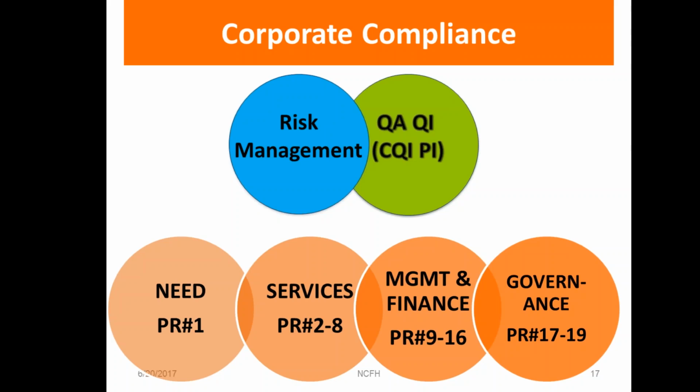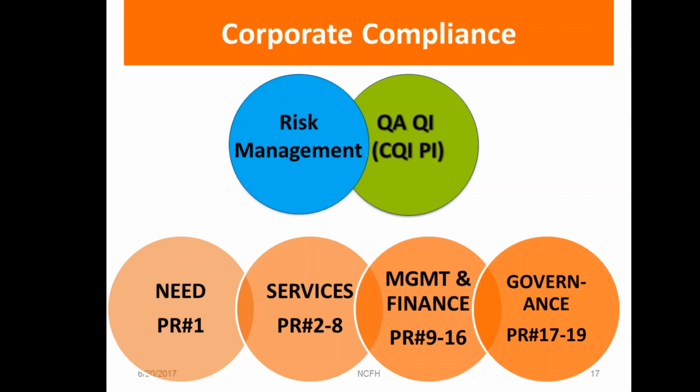This screen is designed to show the relationship of the 4 areas or categories. We have the 4 categories of the program requirements at the bottom in those 4 circles. We have risk management and quality assurance and quality improvement, also known as continuous quality improvement or program performance improvement, in the green circle. And overarching all of these is corporate compliance. The reason that we've got the overlapping of the circles as you see them there is because it's almost impossible to separate them entirely from one another.